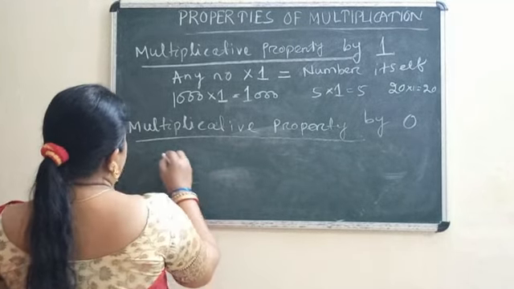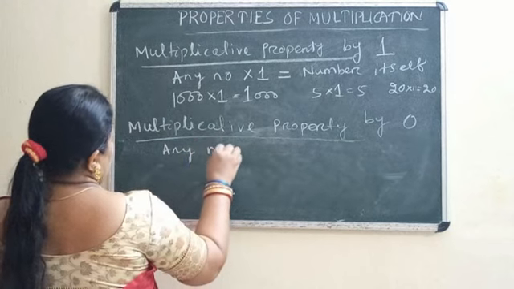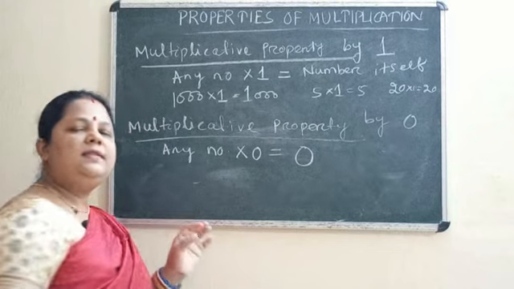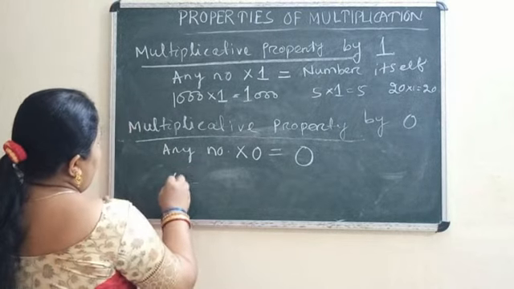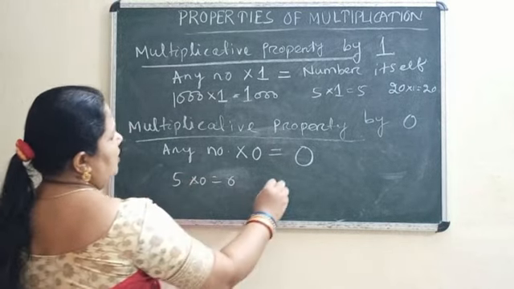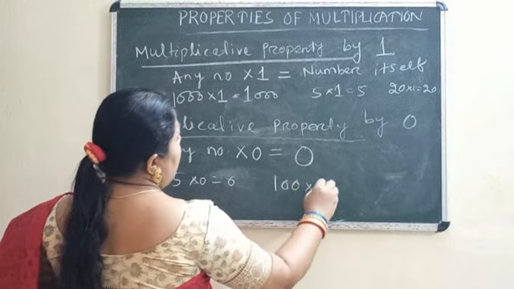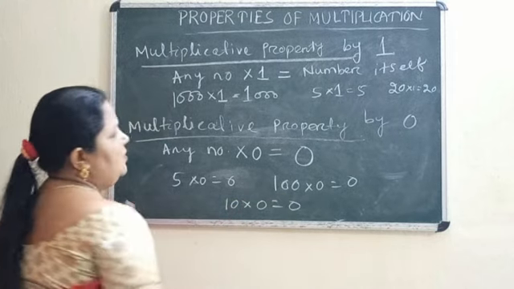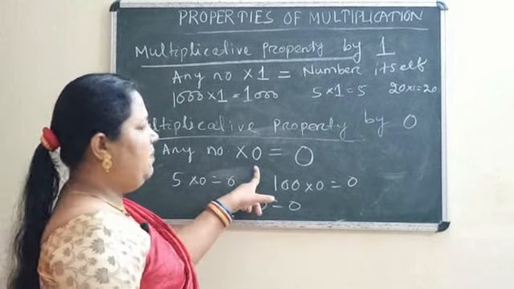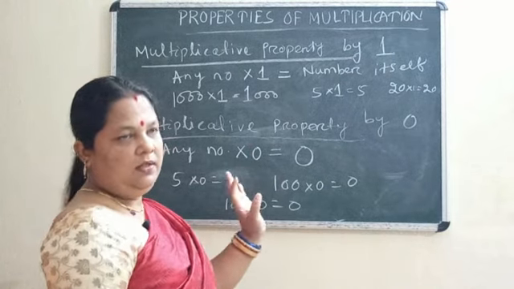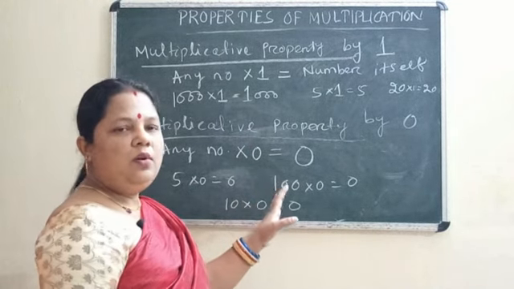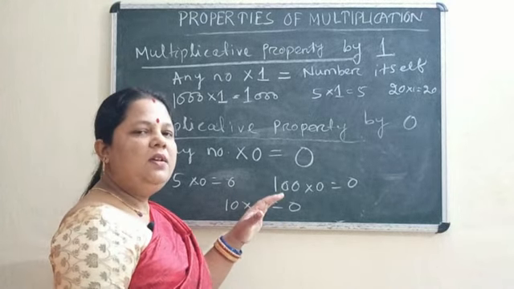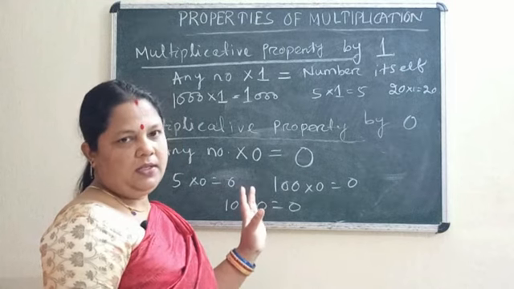And what do you mean by this? Any number multiplied by 0, the product is always 0. 5 into 0, 0. 100 into 0, 0. 10 into 0, 0. So whatever number you take, if you multiply by 0, the product will be 0. So these are all your properties of multiplication. Based on these properties, we can solve our multiplication problems.